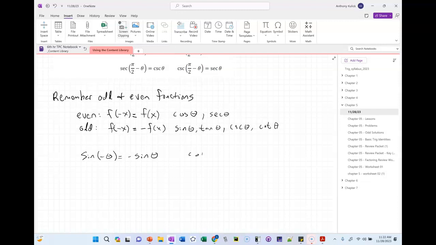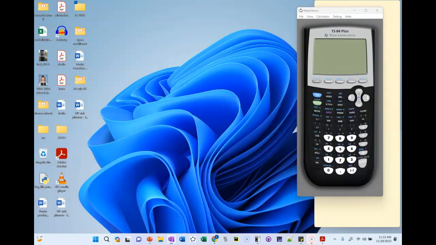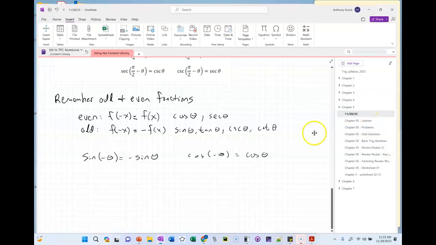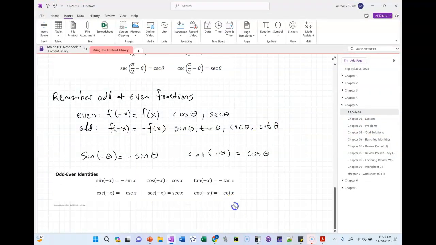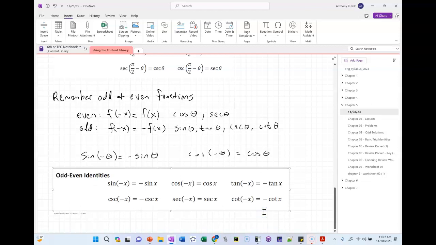Now, since cosine is an even one, cosine of negative theta should just be cosine theta, depending on whether we're talking about an odd or even function. So that's our last set of identities, the odd-even identities.